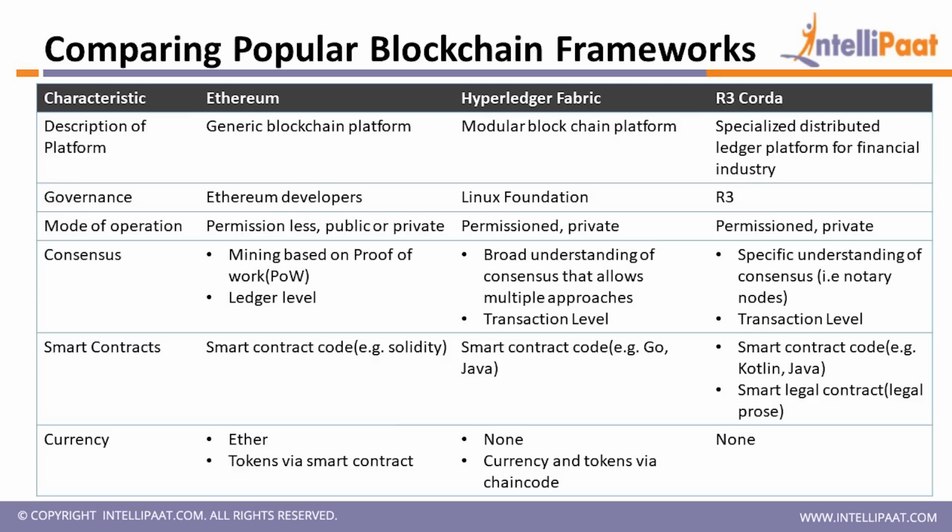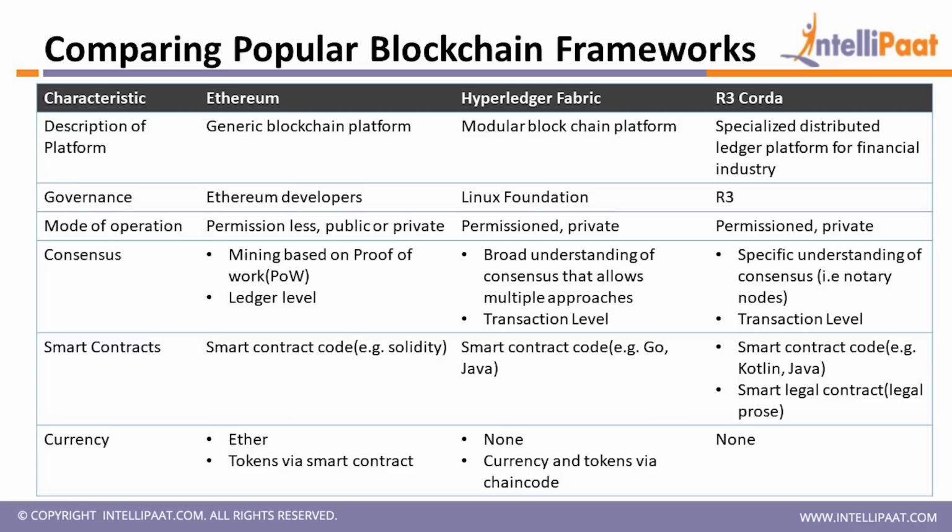Description of platform. The first characteristic: Ethereum is a generic blockchain platform, Hyperledger Fabric is a modular blockchain platform, and R3 Corda is a specialized distributed ledger platform for the financial industry. Governance. Ethereum is owned by Ethereum developers, while Hyperledger Fabric is managed by the Linux Foundation and R3 Corda is managed by R3. Mode of operation.